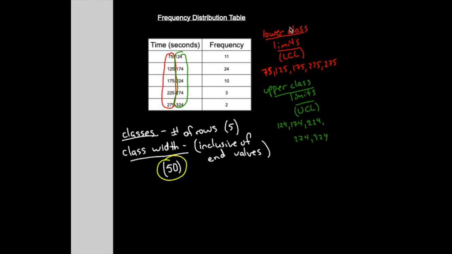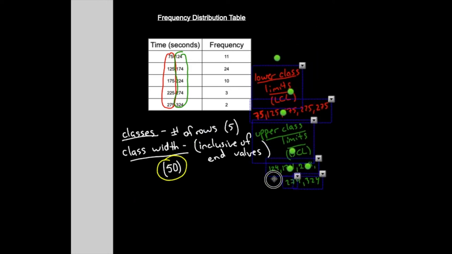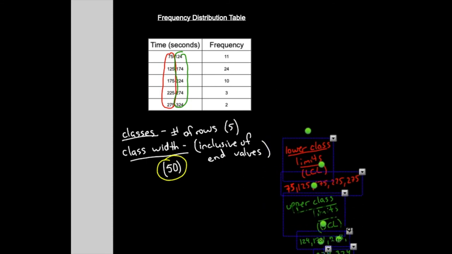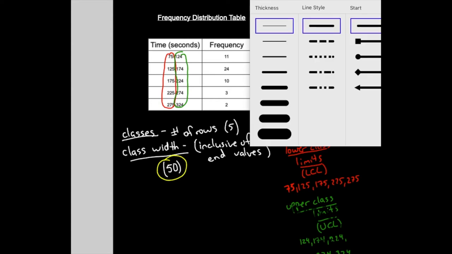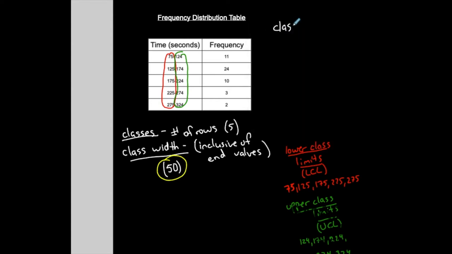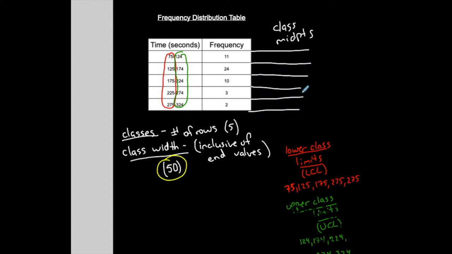Let me move this over here. I'm going to extend this table a little bit. And I'm going to talk about class midpoints. So for the first class, this is exactly what it sounds like. It is the midpoint of each class. Well, how do you find the middle between two numbers? To find the middle between any two numbers, you're going to take the sum of the two numbers and divide by two. It's basically the average of the two.